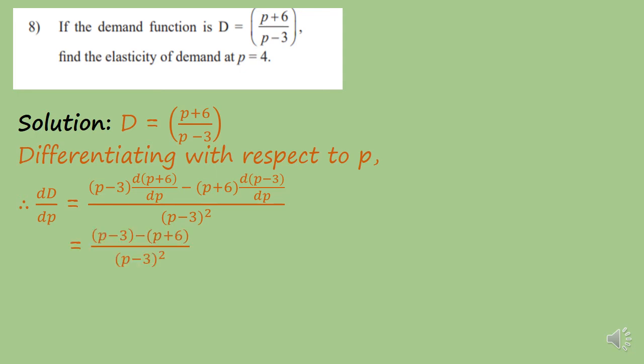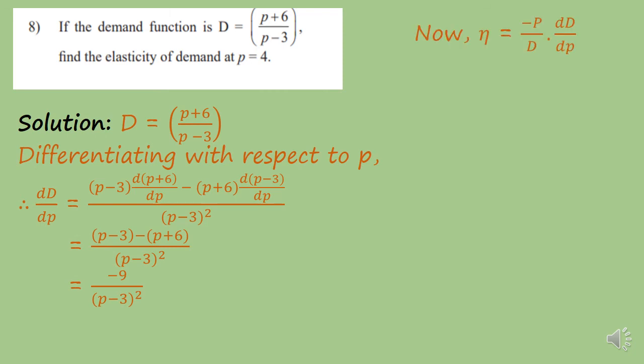Then in the next step, in the first bracket, the derivative of p plus 6 is 1, because we are finding the derivative with respect to p, remember. So derivative of p plus 6 becomes 1. Same way, the derivative of p minus 3 is also 1. So we get p minus 3 into 1, that is p minus 3, minus the same way we get p plus 6. We open the bracket and simplify further. So p minus p goes away, minus 3 and minus 6 is remaining. So minus 3 minus 6 becomes minus 9. So we get this particular term as the derivative of demand with respect to price.